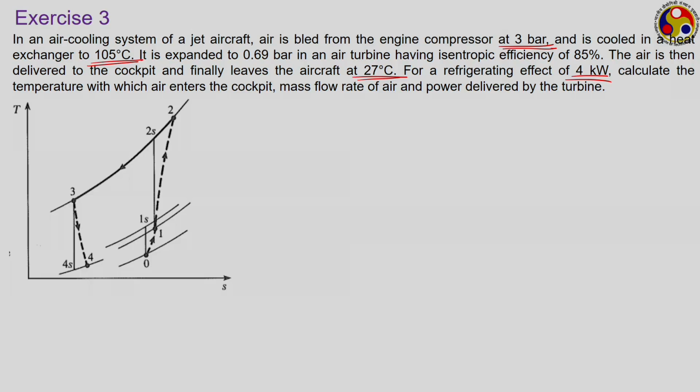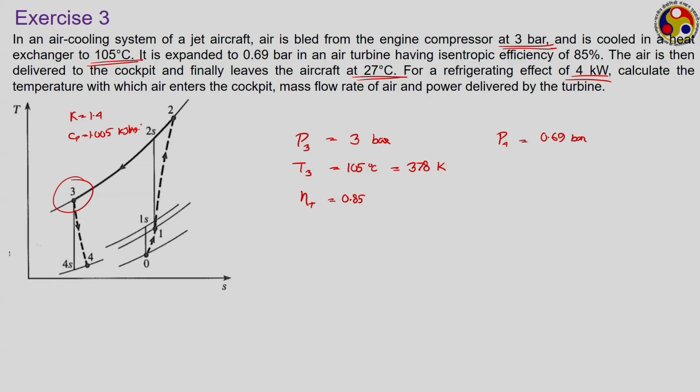So, this is the cycle. Here isentropic efficiencies are given. We have air coming at 3 bar and 105 degrees Celsius and going to the turbine. Which state point are we talking about? This particular state point, where P3 is 3 bar and T3 is 105 degrees Celsius, that is 378 Kelvin, and the isentropic efficiency of the turbine is 0.85. The pressure at point 4 is given: in the turbine, it is expanded to a pressure of 0.69 bar. Now, it is air that we are talking about, so we can assume the properties of air: k equal to 1.4 and specific heat Cp equal to 1.005 kilojoule per kg Kelvin.